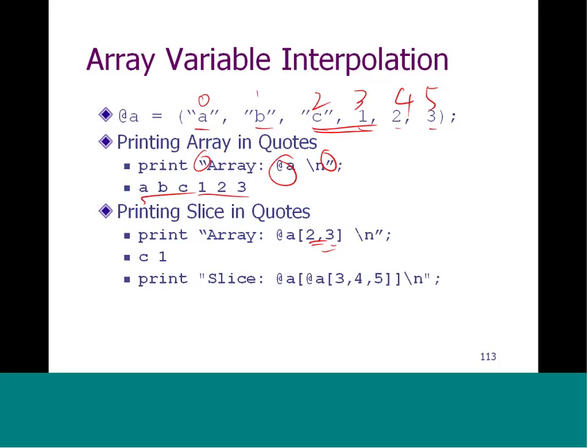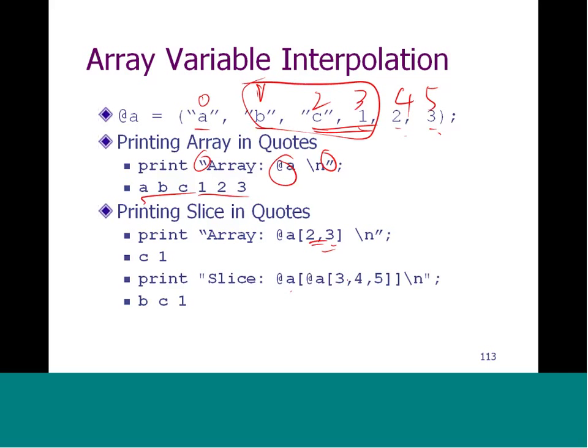Now when we do this, it is much trickier, when we do the slice of at A and then these 3, 4, 5. So now what should it print out? For 3, 4, 5, we know that it's actually 1, 2, and 3. So when we do another at, it needs to print out this 1, 2, and 3, which is B, C, and 1. So let's see what it prints out. It prints out B, C, 1.